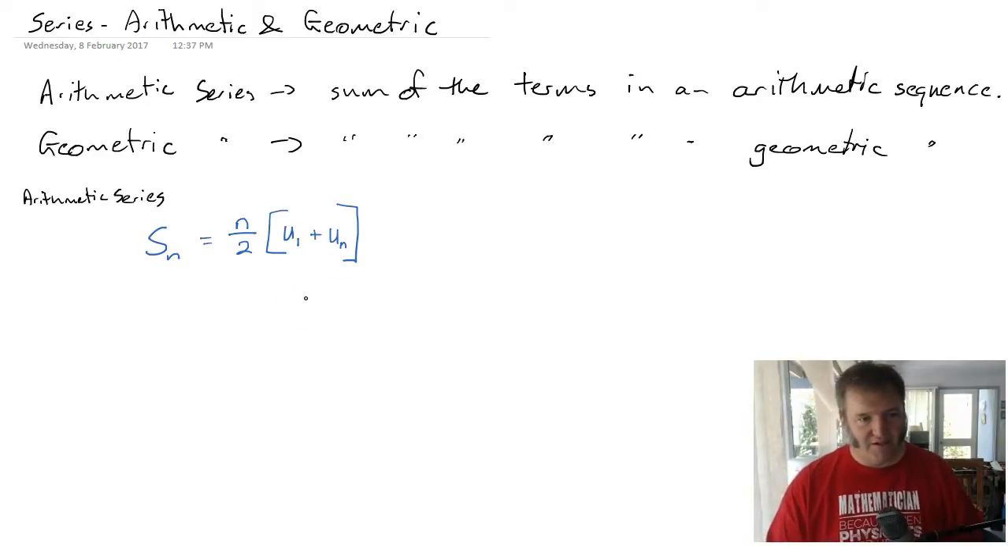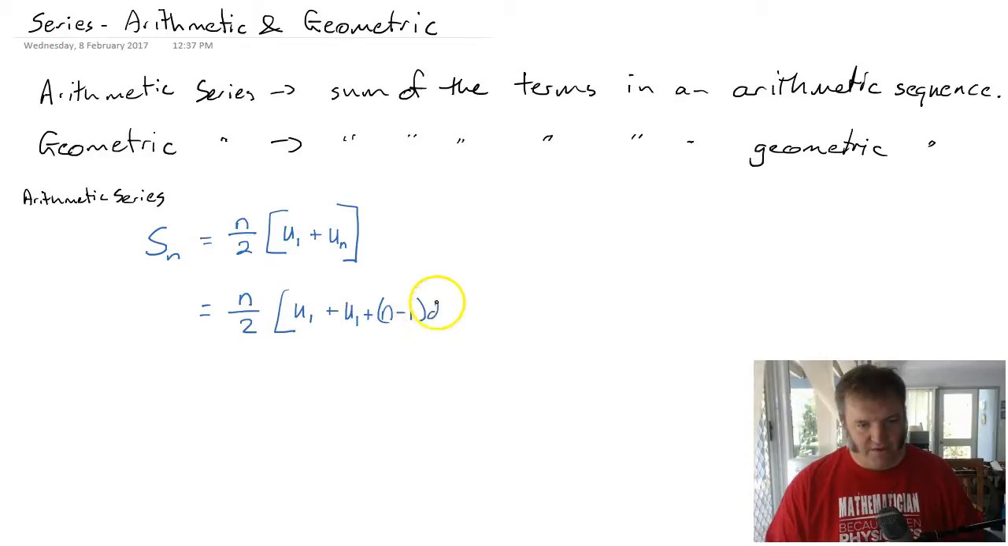We're not always given the last term, are we? So an equivalent expression there: n over 2, the number of terms divided by 2, I've got my first term. What is another way of writing the nth term? We learnt that in the last video, or we revised it in the last video. Well, that would be u1 plus (n minus 1) multiplied by the difference, which of course when I simplify this becomes n over 2 times (2u1 plus (n minus 1) times the difference).